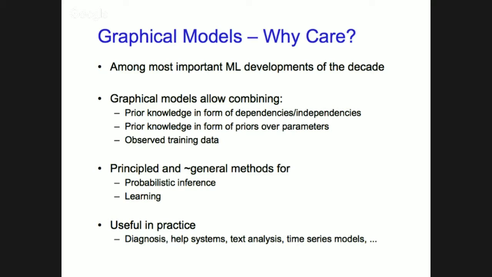It's been really popular over the last few decades, and it allows us to visualize the joint distribution of variables, the priors, the posteriors, the likelihood. Everything becomes really visible and clear in graphical models. And as you can see, it's useful in the real world as well, for diagnosis, help systems, text analysis, and other machine learning applications.